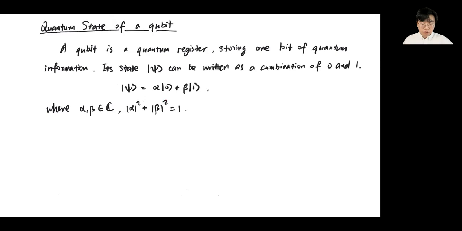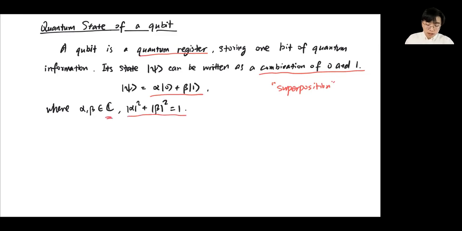So, what is the state of a qubit? As a review from previous class, a qubit is a quantum register storing one bit of quantum information. And what makes a bit of quantum information unique is that it can be in a state of a combination of 0 and 1. This combination is called superposition. And we can write down a quantum state as a linear combination of zeros and ones with coefficients alpha and beta that are complex numbers, satisfying this normalization constraint.